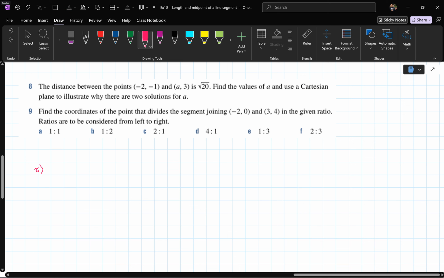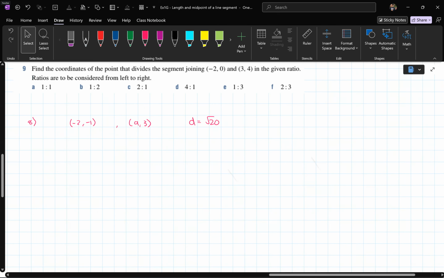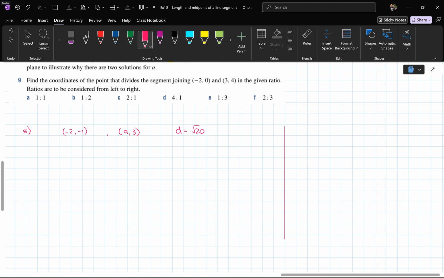If I were to do question 8, it says the distance between the 2 points. You've got (-2, -1), and the other one is (A, 3). They tell you the distance is root 20, so the distance is equal to the square root of 20. They want you to find the values of A and use a Cartesian plane to illustrate why there are two solutions for A. All right, well, let's draw a quick Cartesian plane over here just to visualize what might happen.